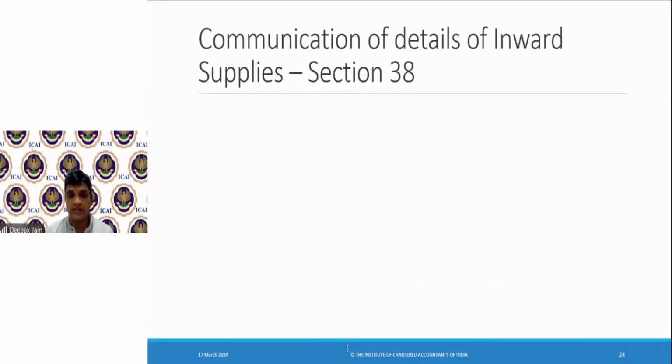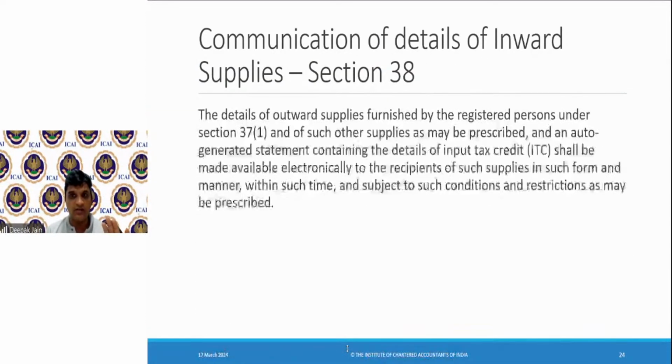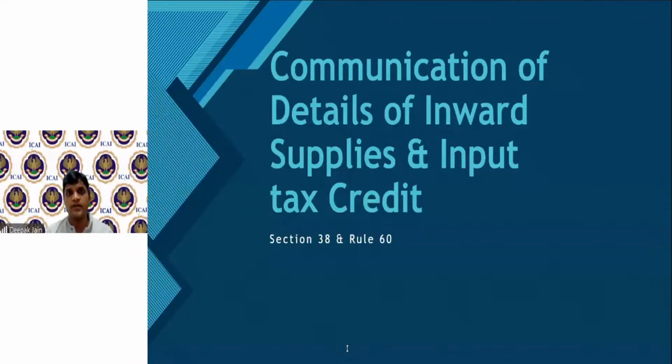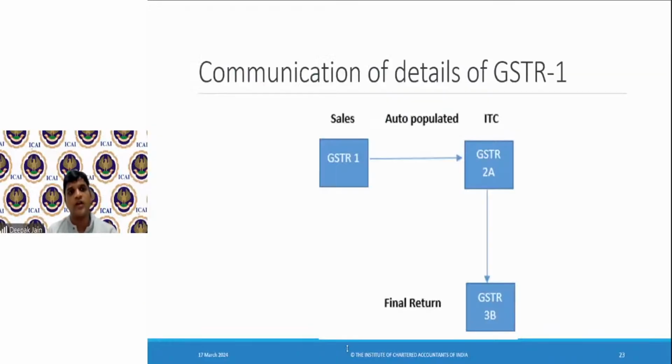How does this happen? This is through section 38 and rule 60. Whatever GSTR-1 we've heard, we have learned that reporting will get auto-populated and you'll get a statement called GSTR-2A. And now you will get GSTR-2B also. So there will be two statements. One is GSTR-2A and one is GSTR-2B. Okay, GSTR-1, then GSTR-2A and 2B.